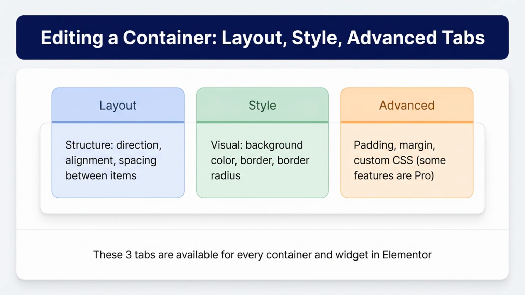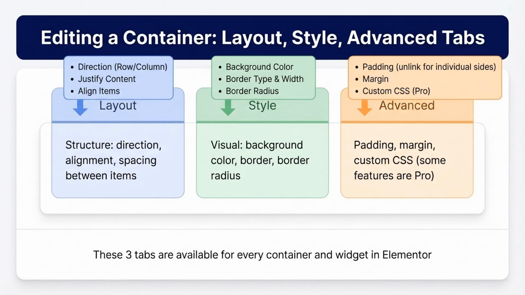Every single container and widget in Elementor has 3 editing tabs: Layout, Style, and Advanced. Layout is where you control structure, how things are arranged, their direction and alignment. Style is where you make things look good: background colors, borders, and border radius. Advanced is where you fine-tune spacing with padding and margins. You'll live in these 3 tabs while building any page.